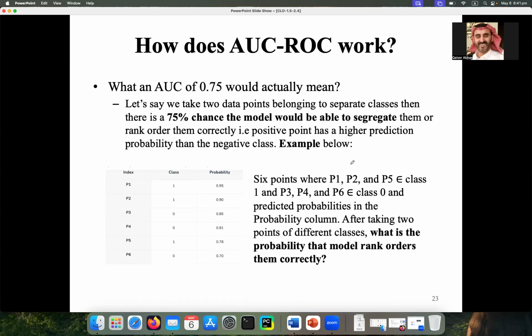How does this AUC-ROC work? Now we are going to start the example, which will involve some calculation, but it is simple calculation, not too much. It would be lengthy, but not complex. So how does this AUC-ROC work? For example, if this is the question: what would an AUC of 0.75 actually mean?